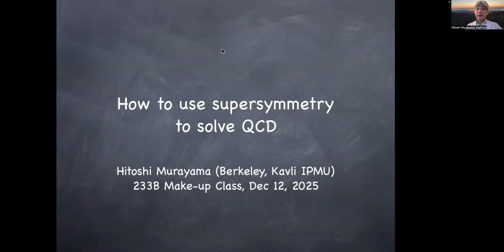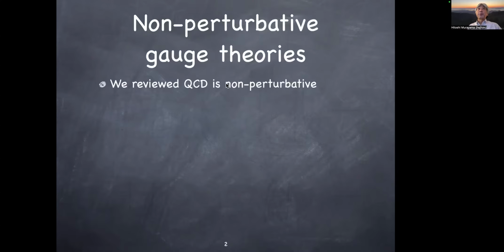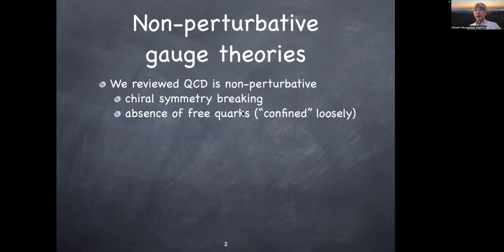Okay, so to wrap up the course on non-perturbative aspects of beyond standard model physics, I'd like to talk about the research I've been doing lately, the last several years, on how to use supersymmetry to solve QCD. And just to recap, non-perturbative gauge theories are very important because they're a central part of QCD. We'll review that: chiral symmetry breaking, absence of free quarks. We loosely call this confinement, but as we discussed in class, there's no rigorous notion of confinement in QCD because the quarks are in the fundamental representation. But nonetheless, we don't see any free quarks. That's also a non-perturbative aspect of QCD.